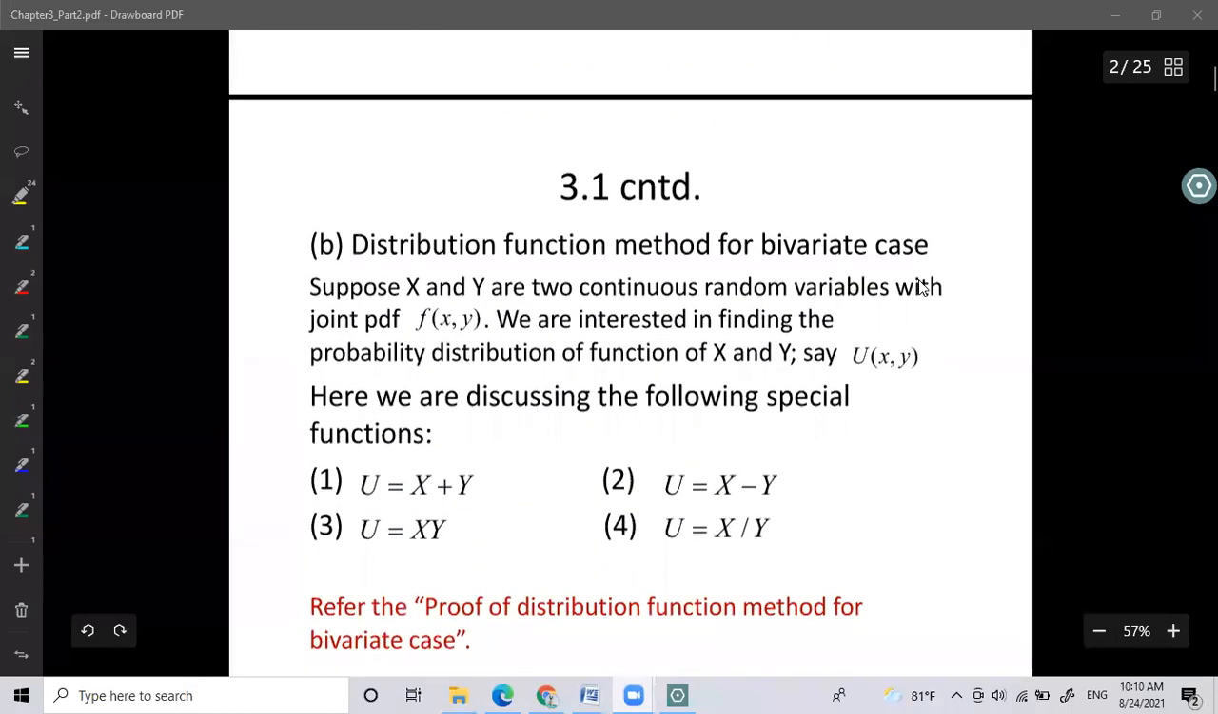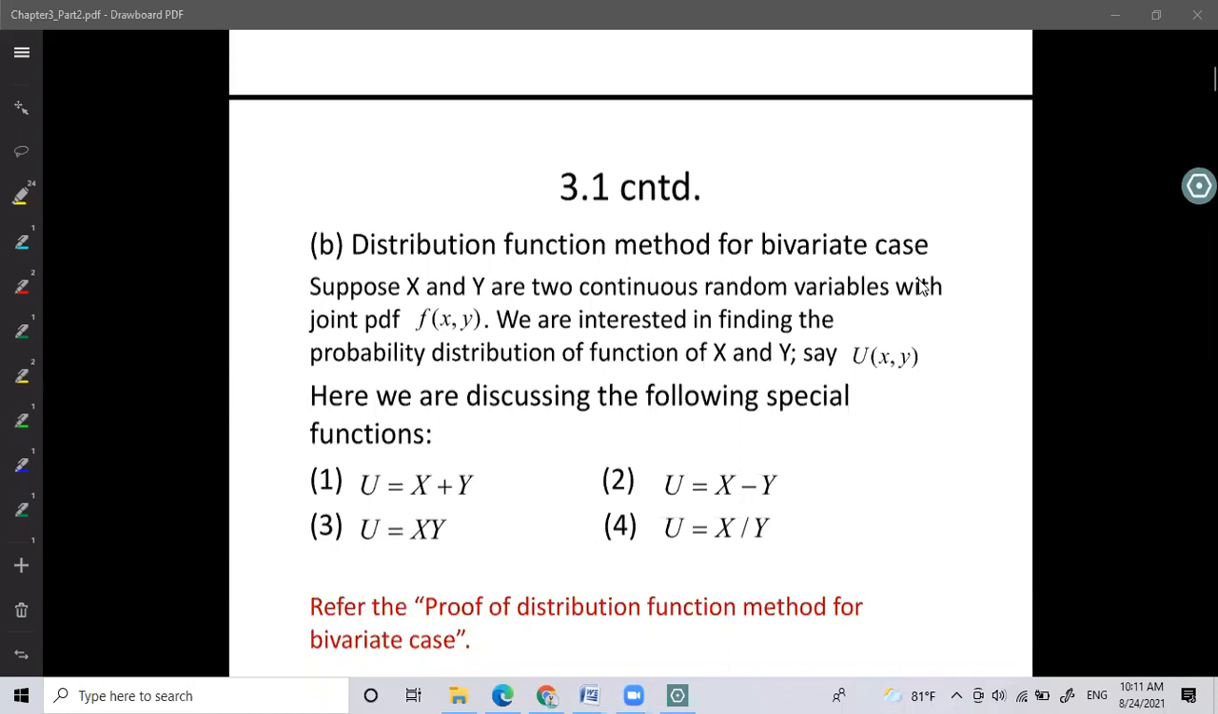So we are going to continue section 3.1 today. That is how to use the distribution function method for the bivariate case. You can remember that the distribution function method is applicable only for continuous random variables. The reason is after we find the CDF, we take the derivative of the CDF to get the PDF. That is only possible with continuous random variables. The integrations and derivatives are possible with continuous densities only. Therefore, the distribution function method is applicable for continuous random variables.